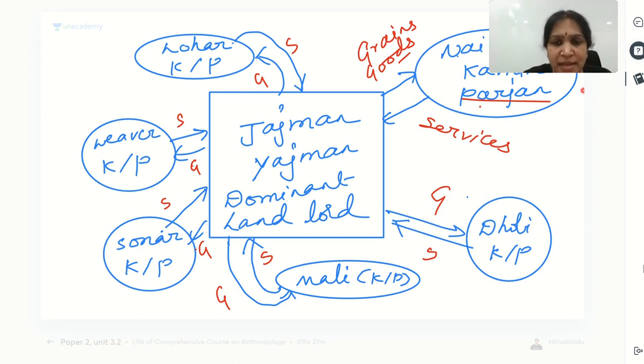Of course, maybe economically better than the other castes, but that is also a service. Their occupation they have to do, right? Is it clear? So they have to do their occupation. For that reason, they are in this system.